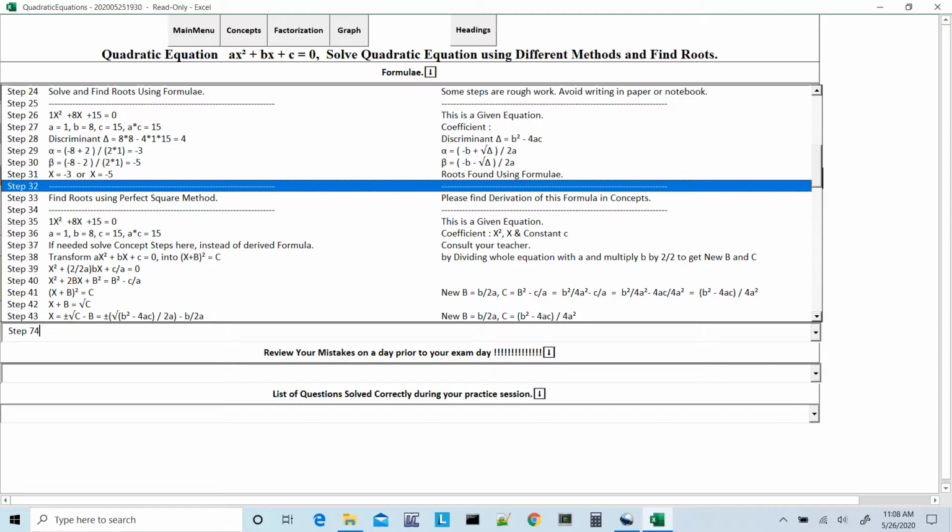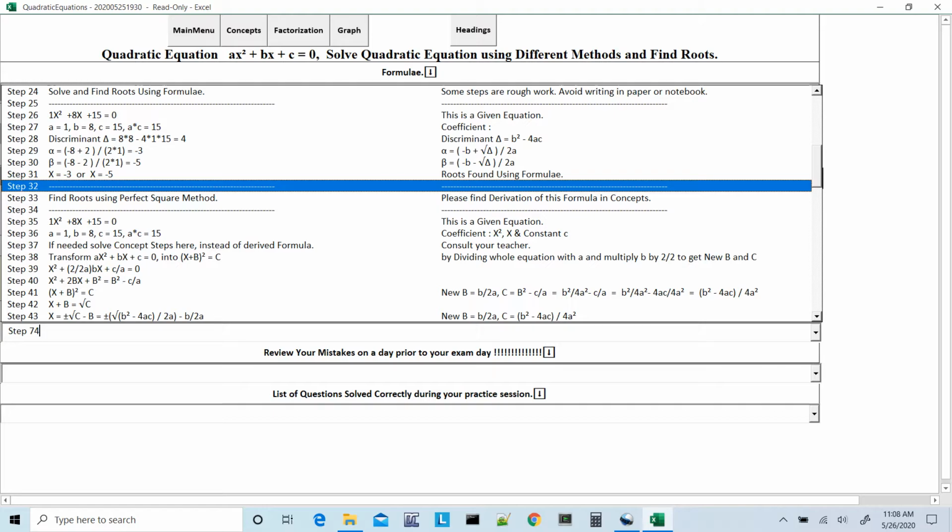And what is the equation of the first root, which is alpha, or the first value of x? If you look at step 29, alpha is equal to minus b plus square root of discriminant divided by 2a. So in this case, alpha is equal to minus 8 plus 2 divided by 2, which is minus 3. Minus 6 divided by 2 is equal to minus 3, and in the same way minus 8 minus 2 is minus 10 divided by 2, which is minus 5. So there are two possible values of x. x is equal to minus 3 or x is equal to minus 5.